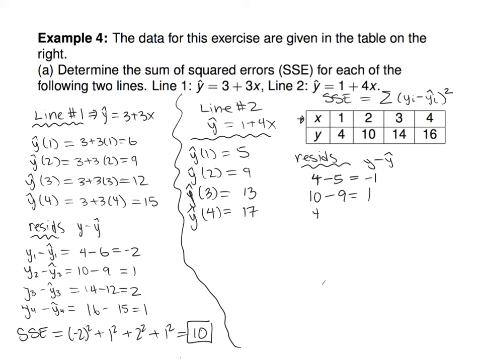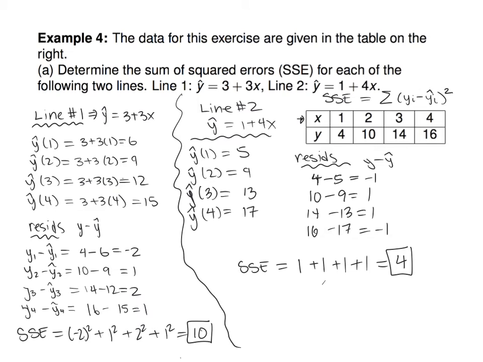Then 14 minus 13, which is also 1. And 16 minus 17, which is negative 1. And in this case, the sum of squared errors, so take these all and square them, because first you underestimate, then you overestimate, overestimate, underestimate. So negative 1 squared is 1, 1 squared is 1, 1 squared is 1, and 1 squared is 1. So in this case, the sum of squared errors is 4. And you want the line for which that is the lowest.